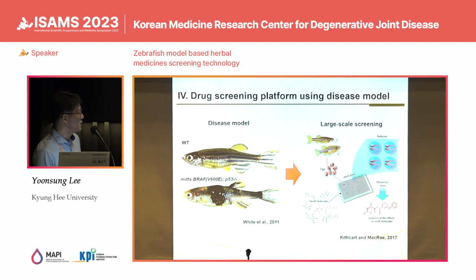As you can see here, when they make a transgenic within a tumor suppressor gene mutant background, this type of melanoma formation is really well activated. This is one good example of a disease model. Using those disease models, large-scale screening can be performed to find possible candidates for those specific disease models.